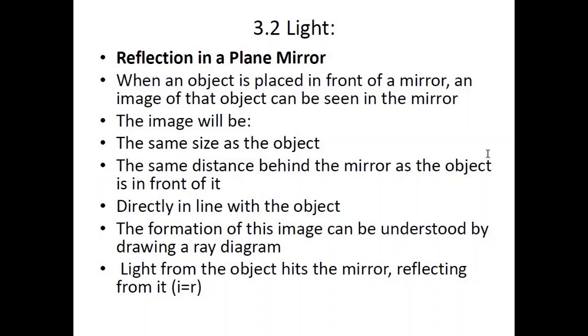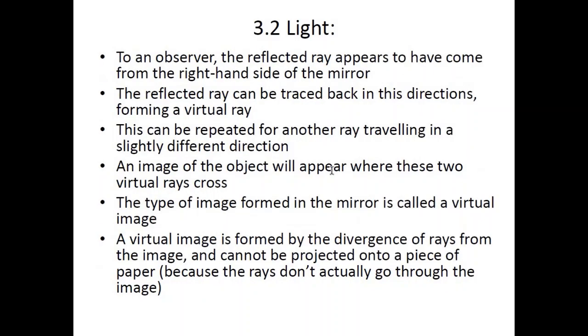The formation of this image can be understood by drawing a ray diagram. Light from the object hits the mirror, reflecting from it as per the law of reflection of light. To an observer, the reflected ray appears to have come from the right hand side of the mirror. The reflected ray can then be traced back in this direction, forming a virtual ray. This can be repeated for another ray traveling in a slightly different direction. An image of the object will appear where these two virtual rays cross.